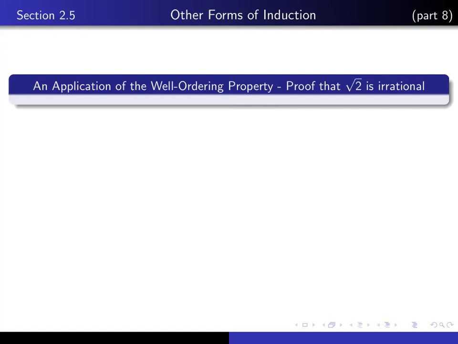This is part 8 in our series of lectures on other forms of induction. In this lecture, I'm going to show you an interesting application of the well-ordering property. I'm going to use it to prove that the square root of 2 is irrational.